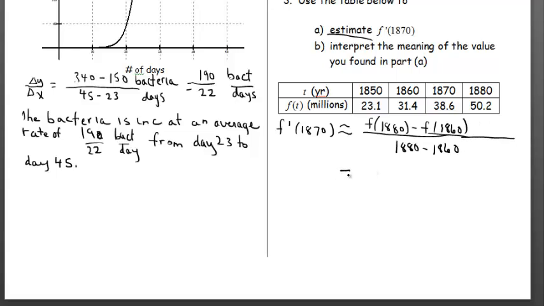So the rate of change in the year 1870, okay, notice how I went to equals. I'm going to approximate it using this, but the computations themselves can be thought of as equal to. So I can go from approximate to equals. F of 1880 minus 31.4, and this is millions. And 1880 minus 1860 is 20 years. I'm going to keep the equals here. Once you simplify, you're going to get 0.94 millions per year.